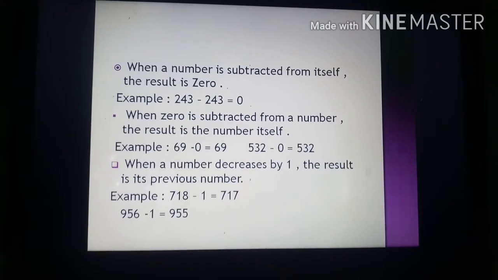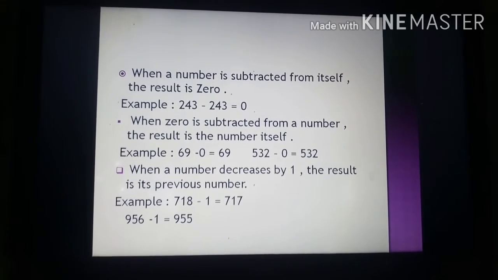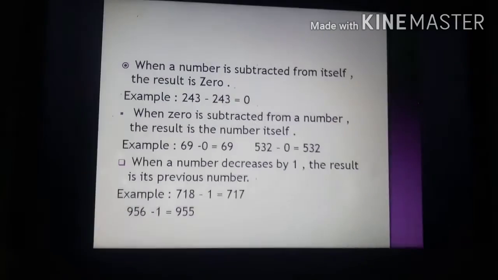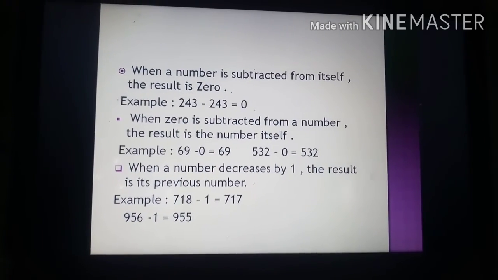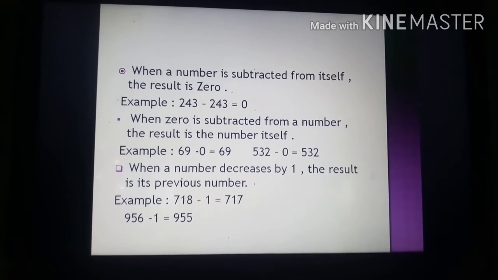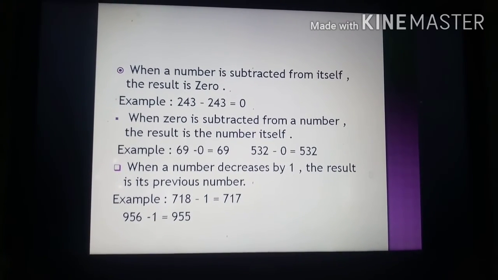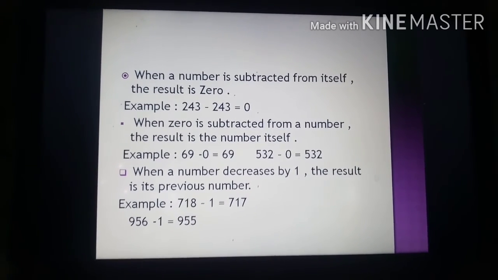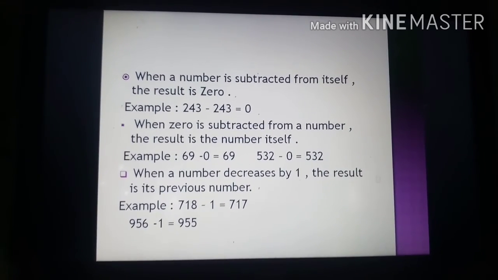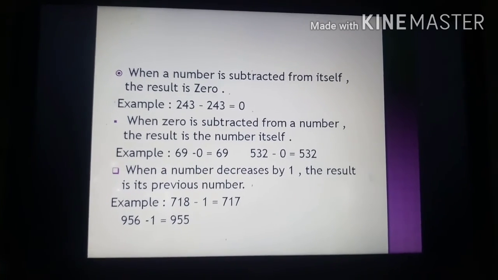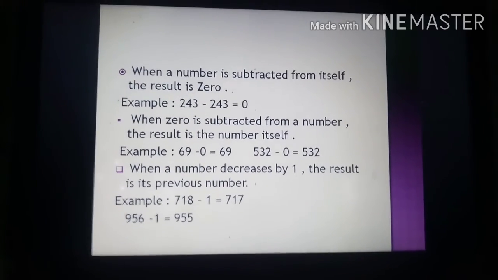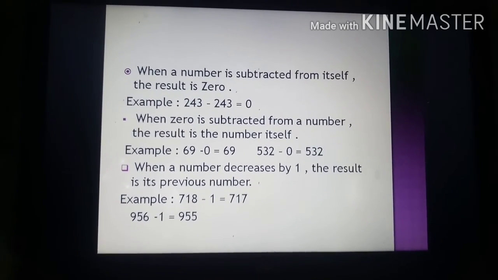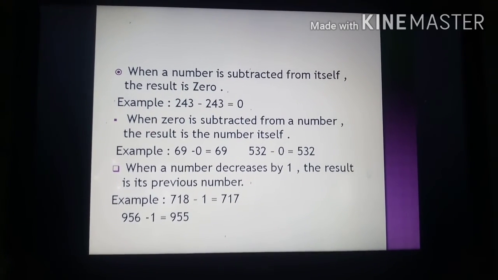Like, you have 10 candies, and if you give 1 candy to mama, how many candies do you have now? You have 9 candies, right? Because you had given 1 candy to mama. So these 3 rules you have to remember whenever you do sums of subtraction.